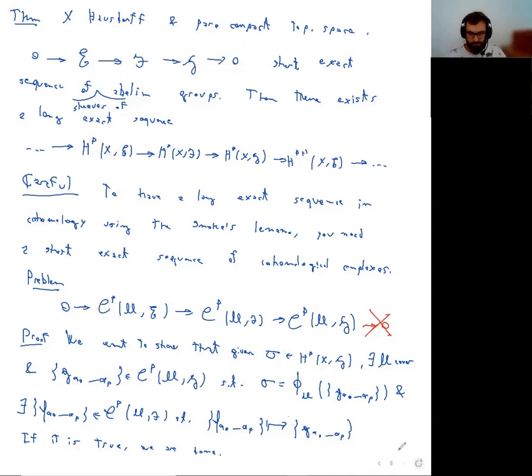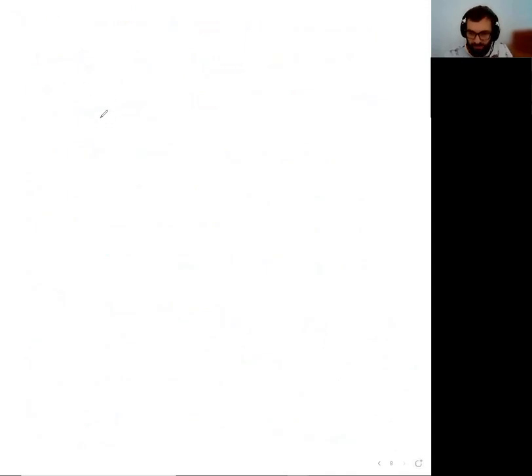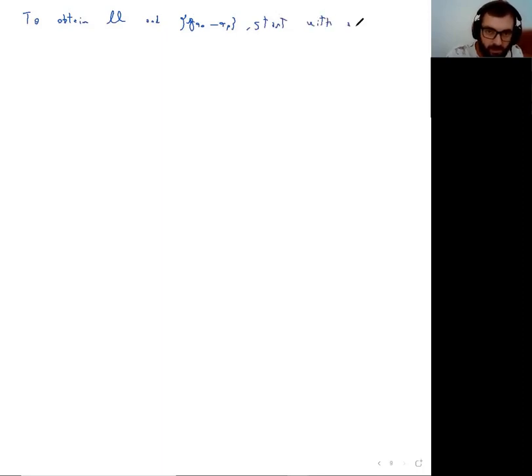Okay, so how do we obtain both the cover and the element? To obtain U and G_{alpha_0...alpha_p}, start with a locally finite open cover U prime.